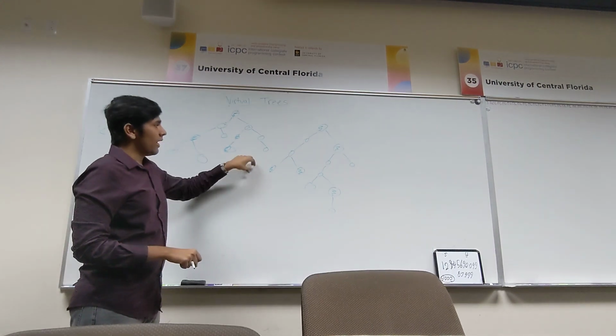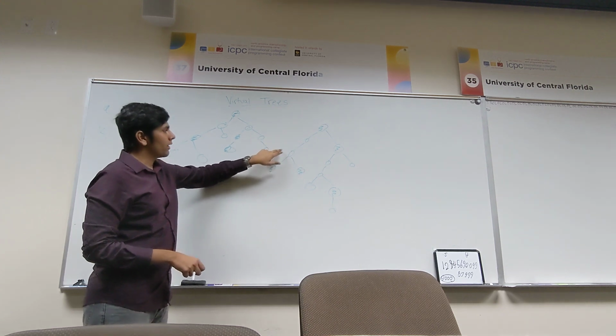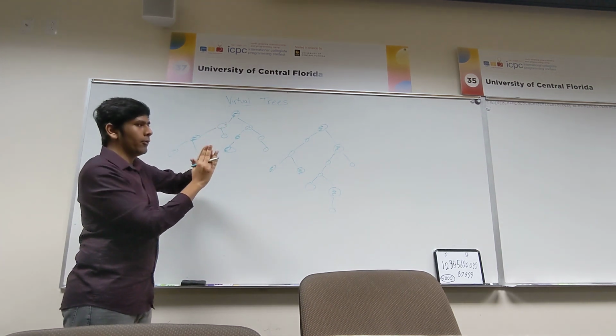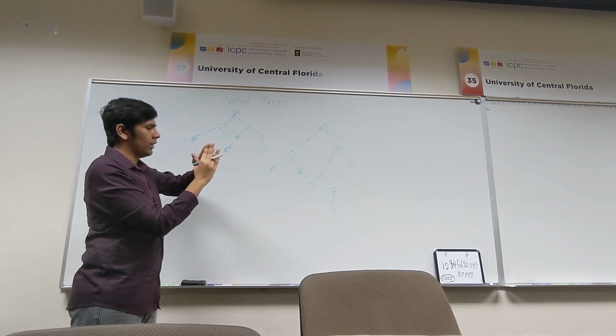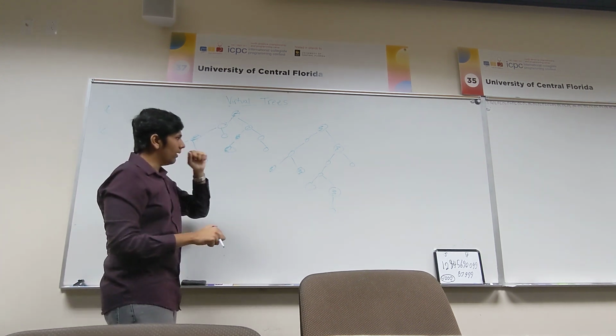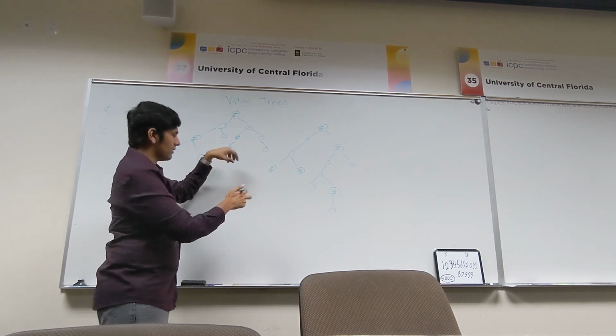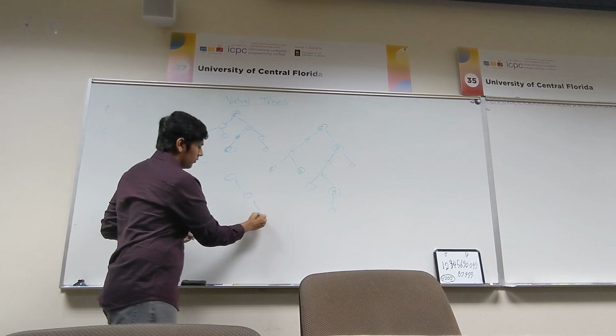So after we build this virtual tree, we're going to compress the nodes that we eliminated, like doing a range sum query or a range min query. Because if we have a couple of nodes here, right?